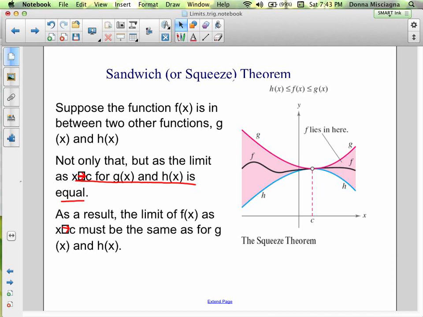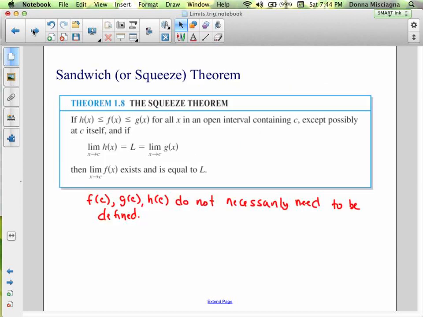Notice there is an open hole there, right? And so we'll talk about that in a second. But that point c does not have to be defined for any of the functions. Right? The limit just has to exist as x approaches c. So sandwich or squeeze theorem.